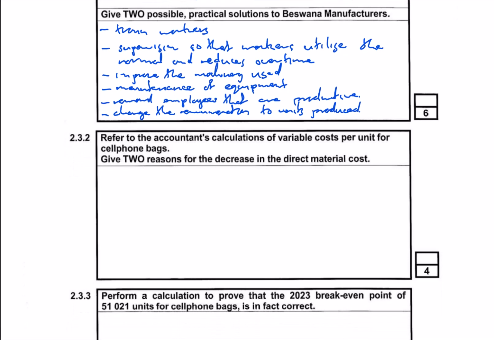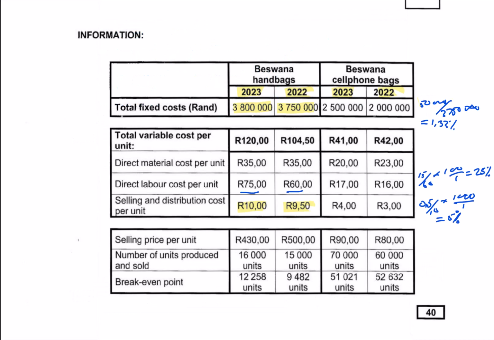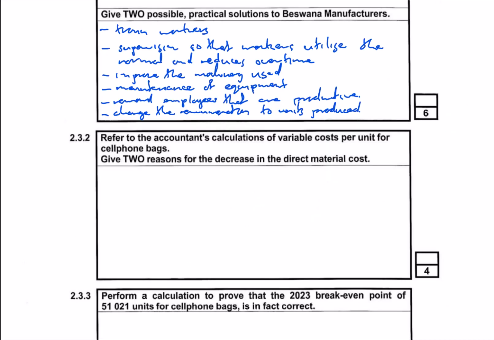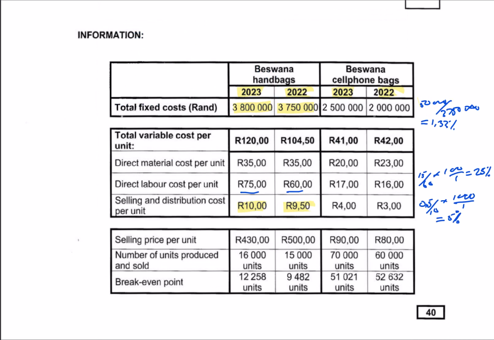Refer to the accountant's calculation of variable cost per unit for cell phone bags. Give 2 reasons for the decrease. Right, so you come here, the variable cost per unit for cell phones decreased from 42 to 41.